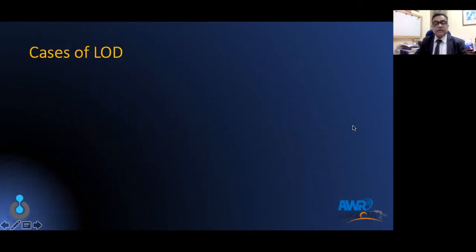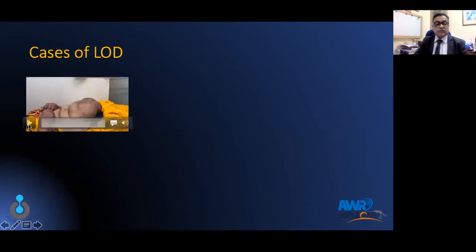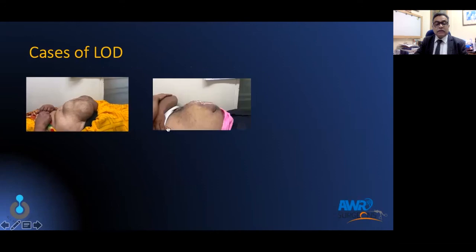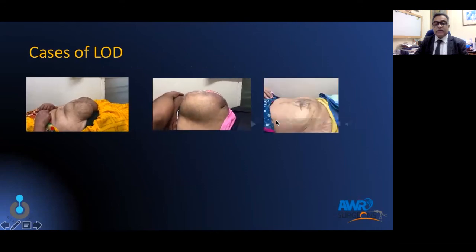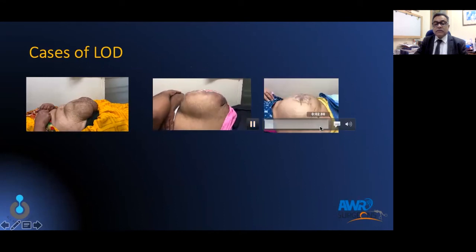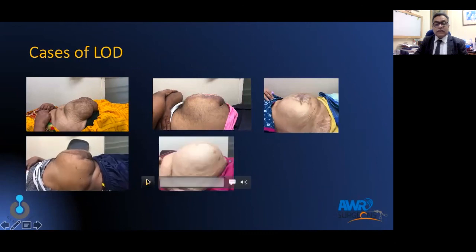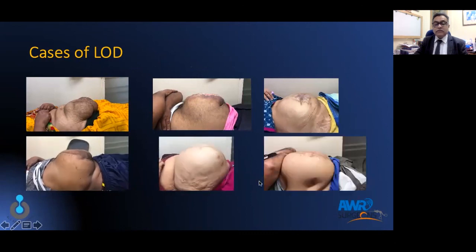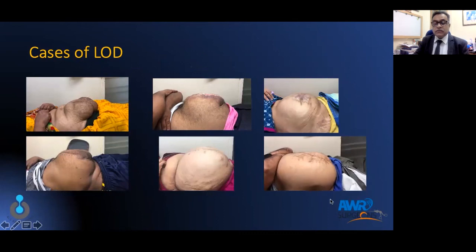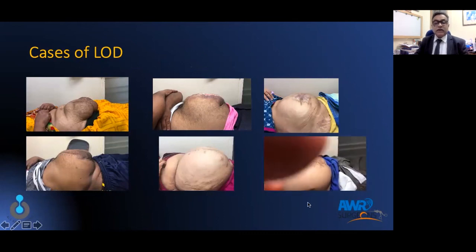Otherwise, if you go straight, you can actually hit the central tendon and may do an iatrogenic Morgagni's hernia. Now, there are a lot of cases we have done over the last 2-3 years, and these are the patients who had a really big loss of domain with a very large hernia, practically no abdominal wall. This patient had a skin graft and then again had a big hernia. This is one more patient who had a hernia. This is one lady who had a very huge hernia, and this is another one with a huge hernia. So we have a sizable experience of these LOD cases.